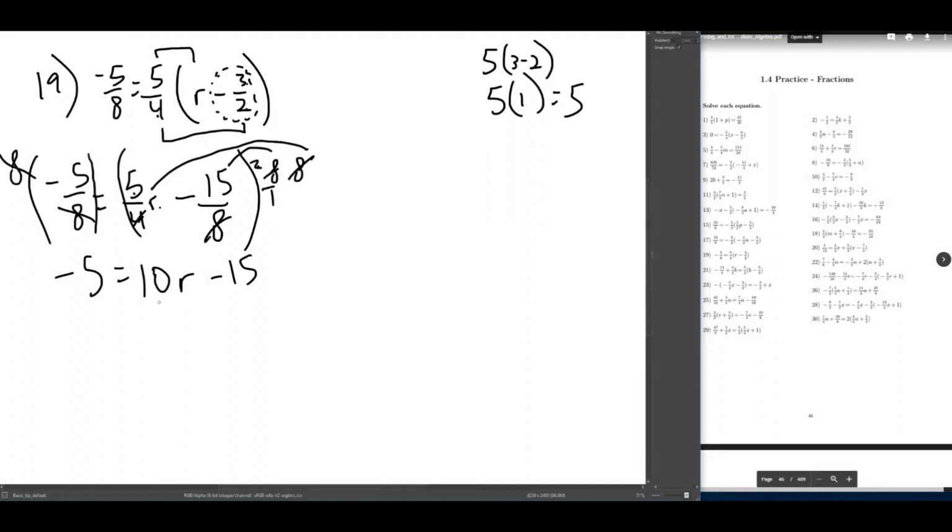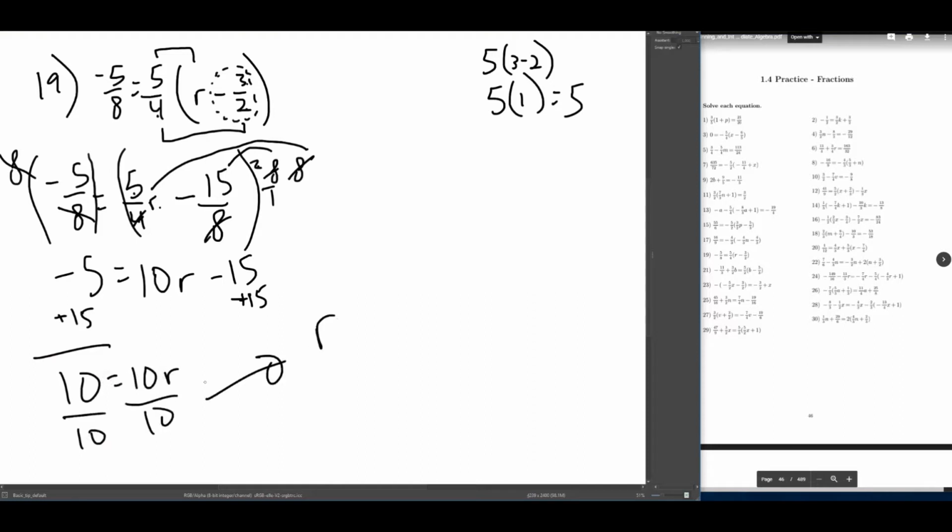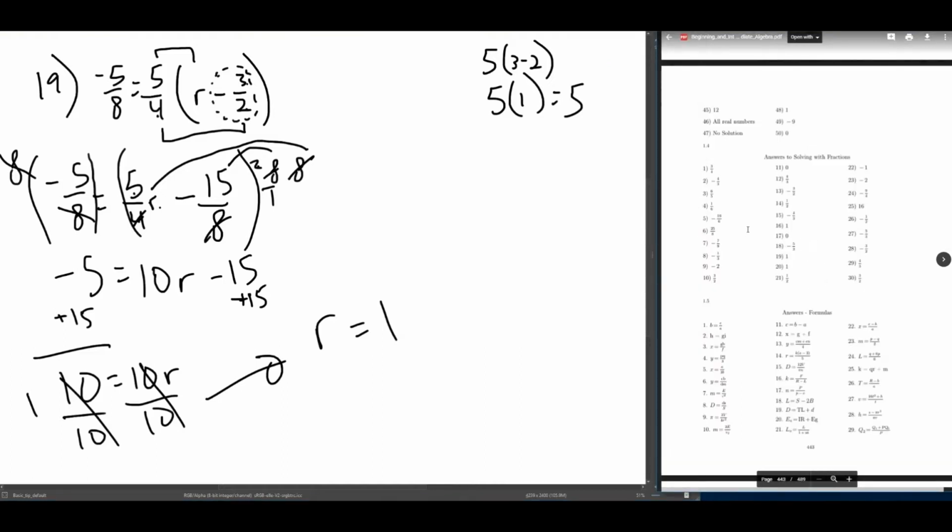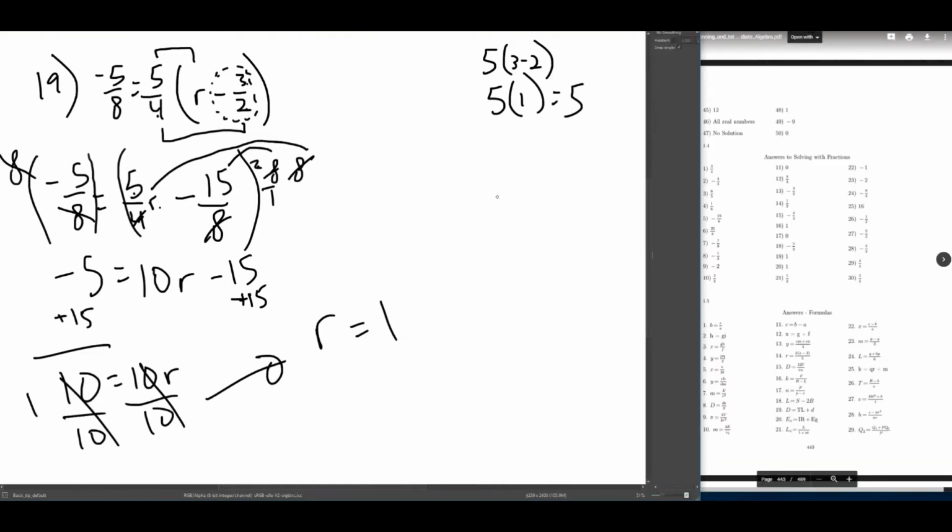All right, so let's continue. Let's bring this 15 over to this other side, and I would have to add 15, right? So I'm adding 15 to both sides. Minus 5 plus 15, that equals 10, equals 10r. Divide by 10, and I get r equals 1. Is that the right answer? Yes, it is.